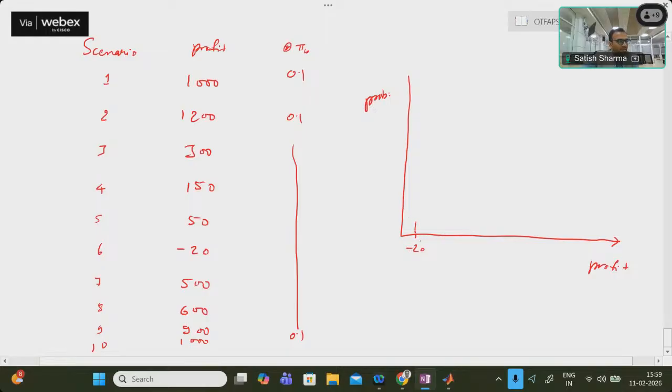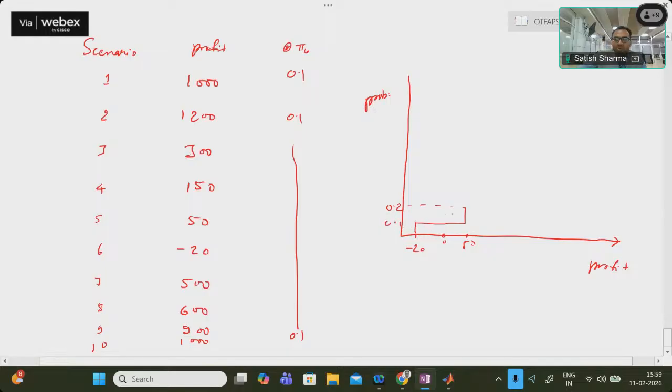Okay, then we have the next 50. So let's say this is 0 and this is 50. So this has a probability of 0.2. So I can move here, and the probability is 0.2. Okay, this is 0.1.